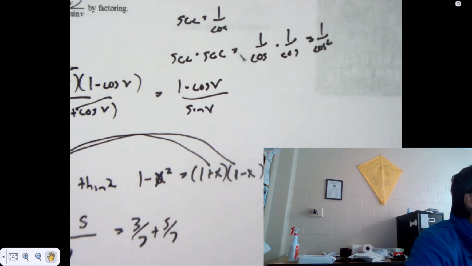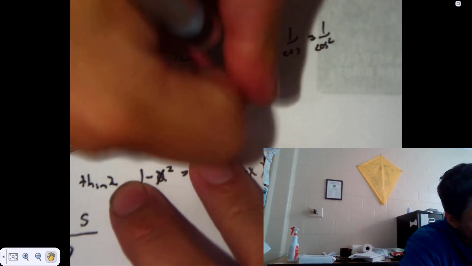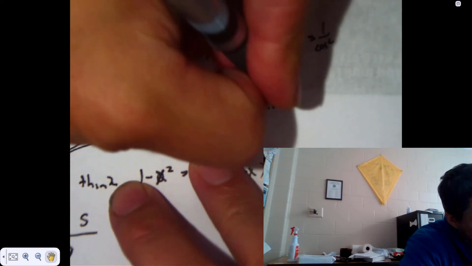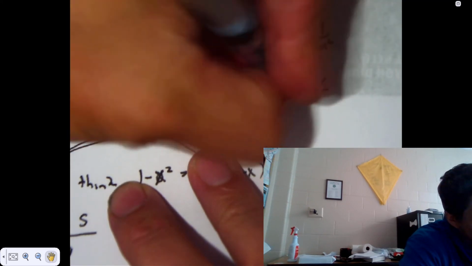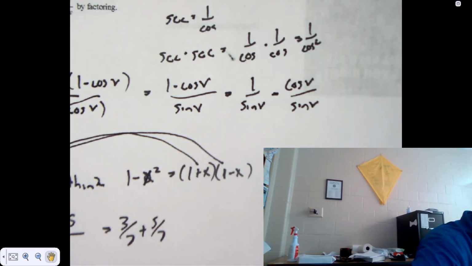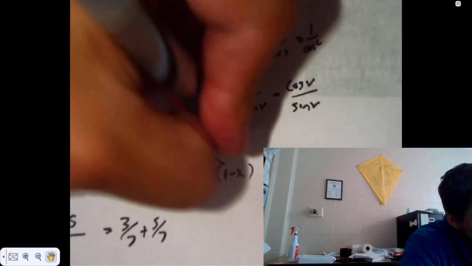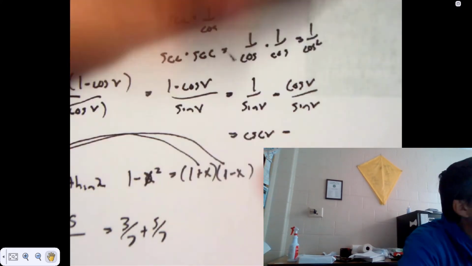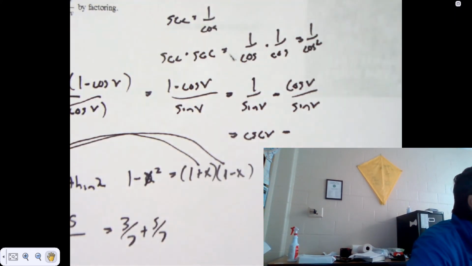Break apart 1 minus the cosine of v over the sine of v. What's it look like? 1 over sine v minus cosine v over sine v. Now let's make this thing not a fraction, because it doesn't have to be. What's 1 over sine? Cosecant. How about cosine over sine? Cotangent.